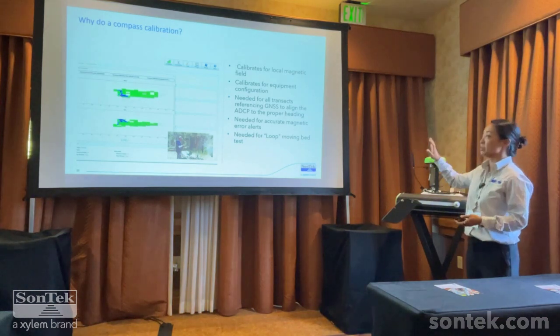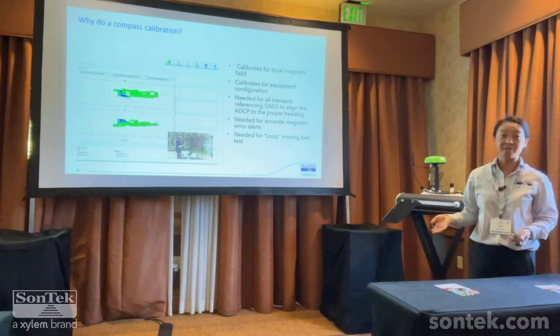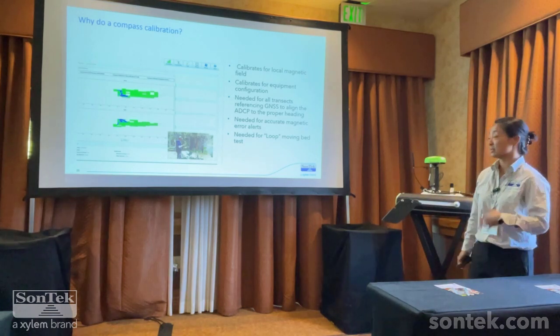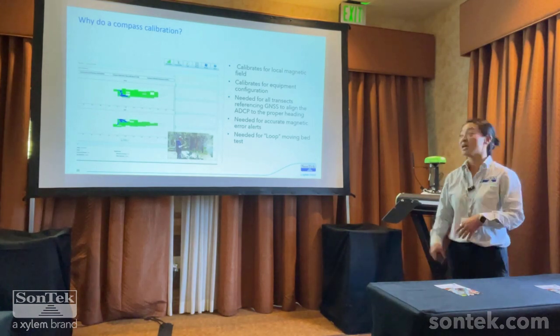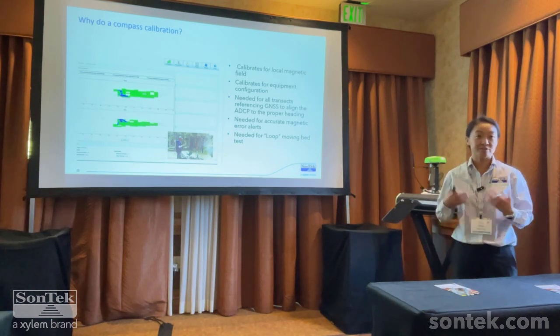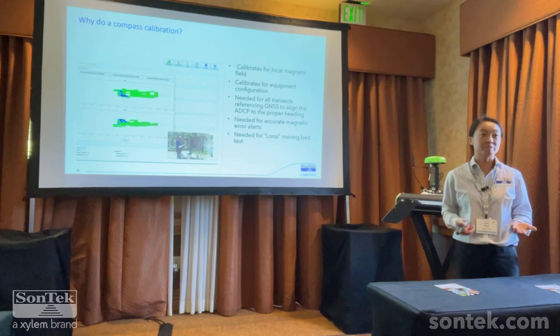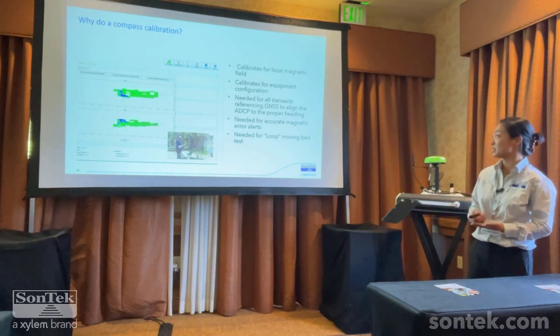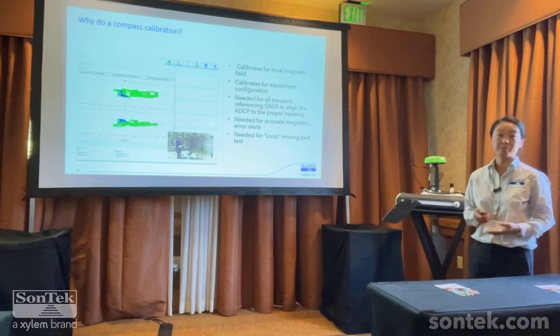And we do have parameters like a magnetic error that we report, so you can keep track of that when you're doing your measurement. That'll alert you to when your compass calibration is basically outside of any sort of interference. So there's quite a bit of error involved there. And then finally, you do need a compass calibration when you do a loop or moving bed test.